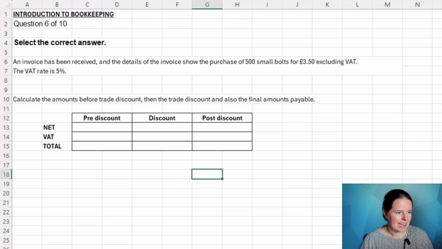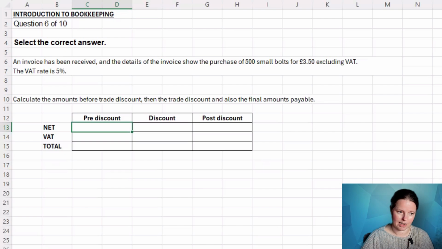Okay, so here we've got an invoice that's been received, and the details of the invoice show the purchase of 500 small bolts for £3.50, excluding VAT, and the VAT rate is 5%. So we need to calculate the amounts before the trade discount, then the trade discount, and also the final amounts payable. So pre-discount means before the discount.